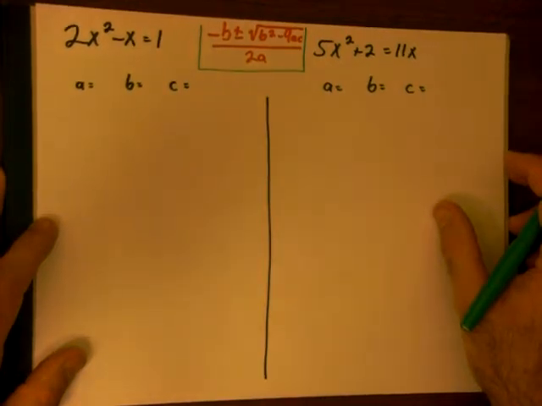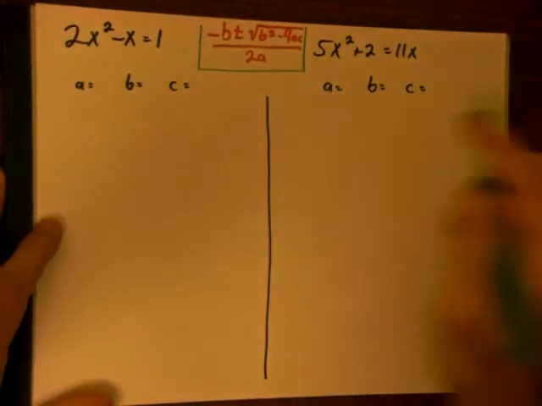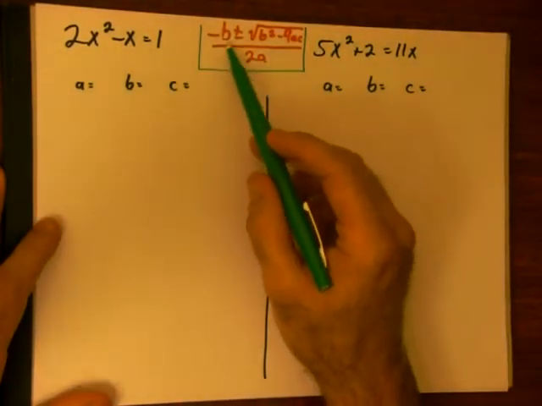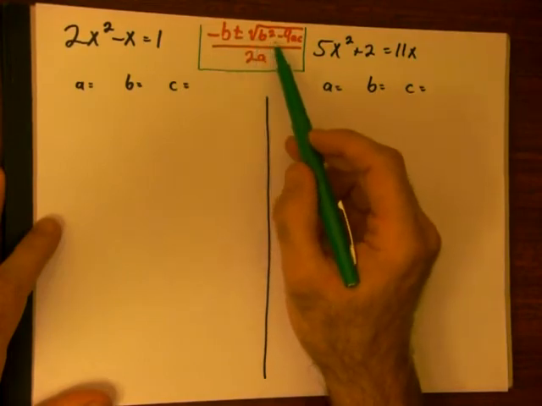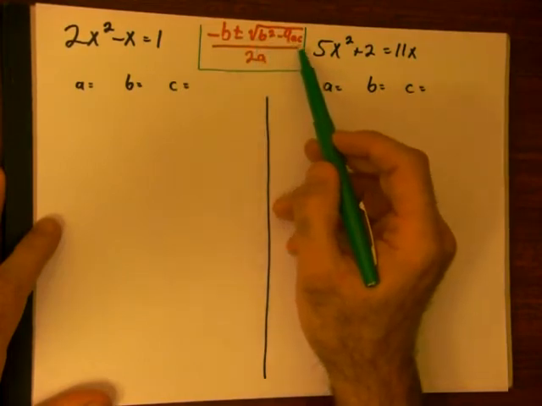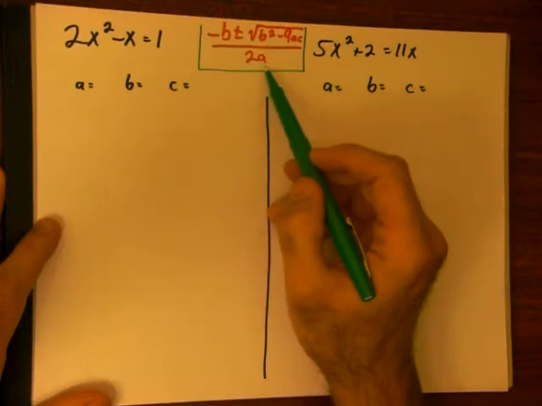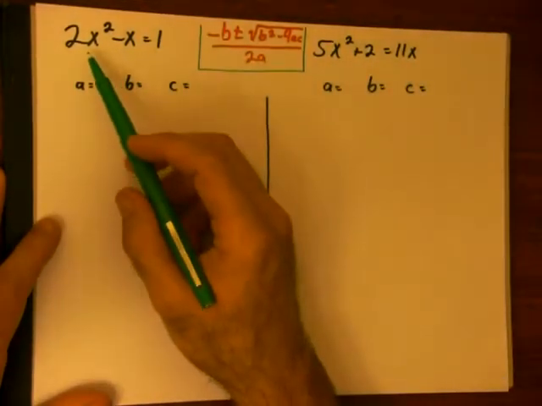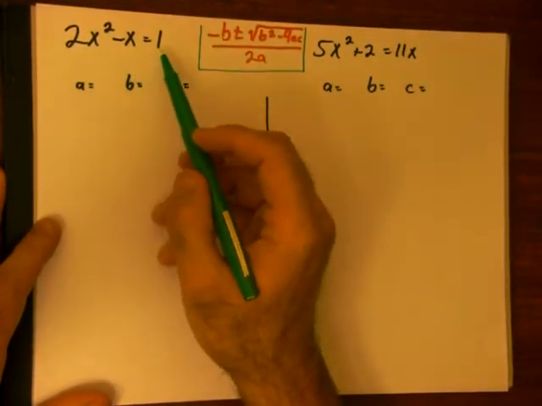Today we're going to look at a couple more examples on solving quadratic equations. Okay, here's your formula: negative b plus or minus the square root of b squared minus 4 times a times c, all over 2a. Our first example is 2x squared minus x equals 1.